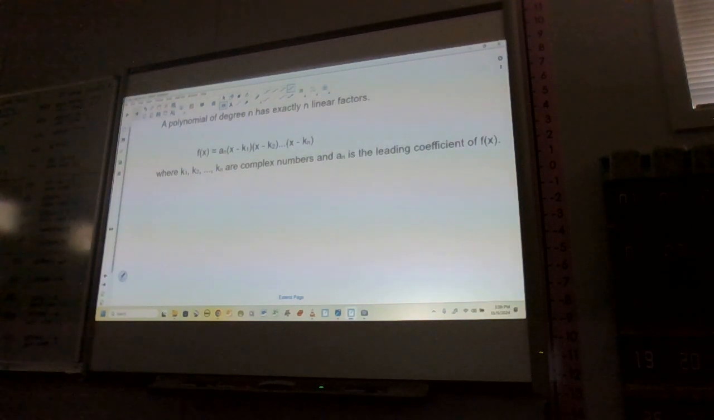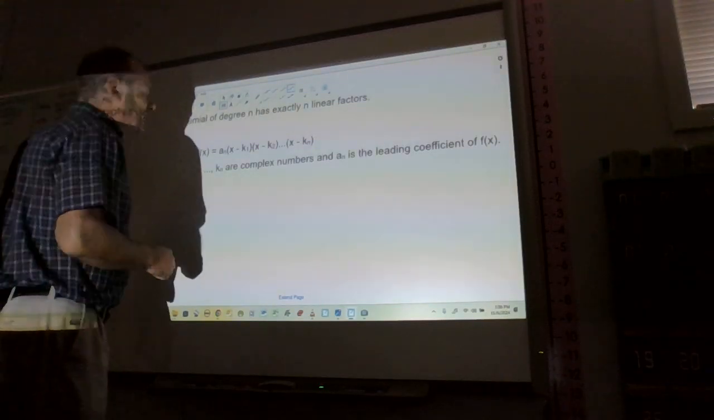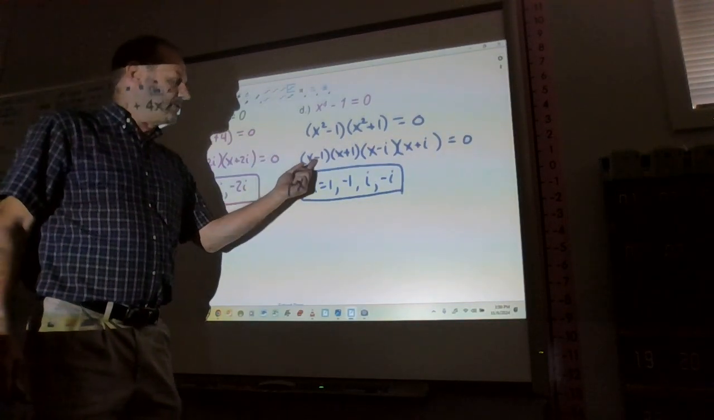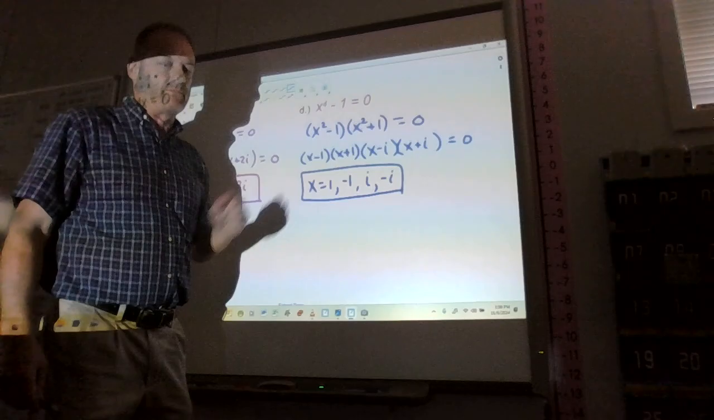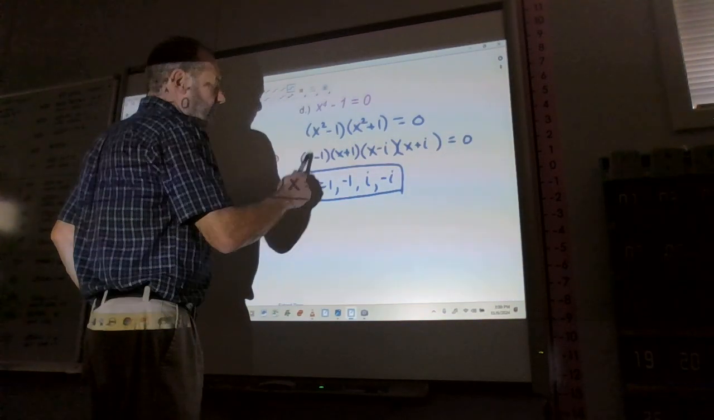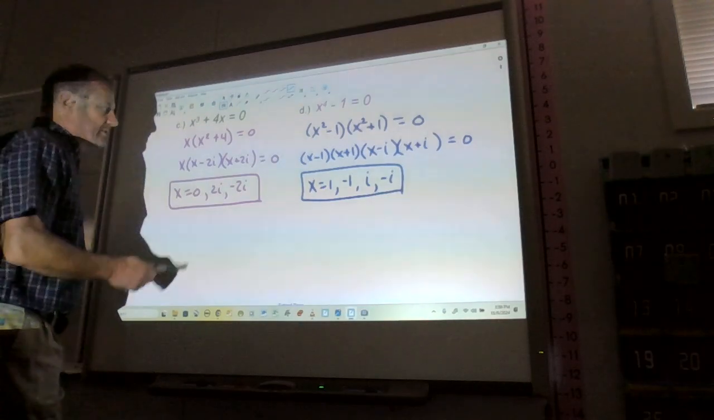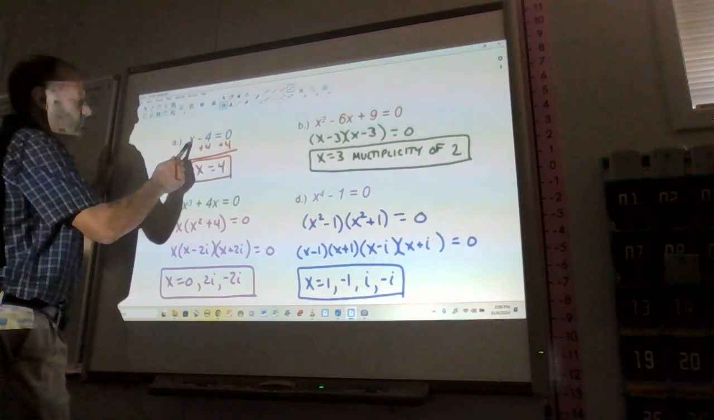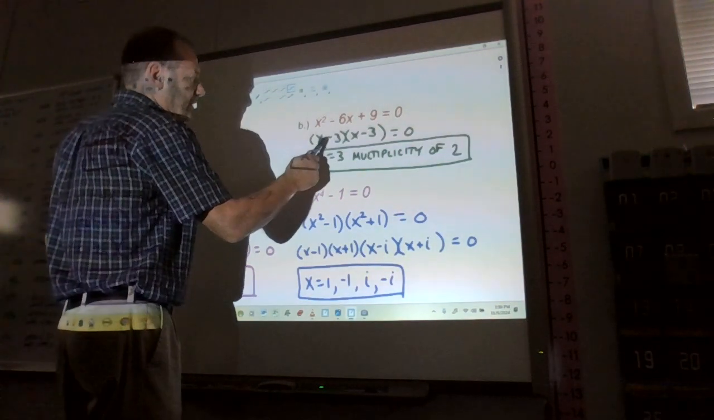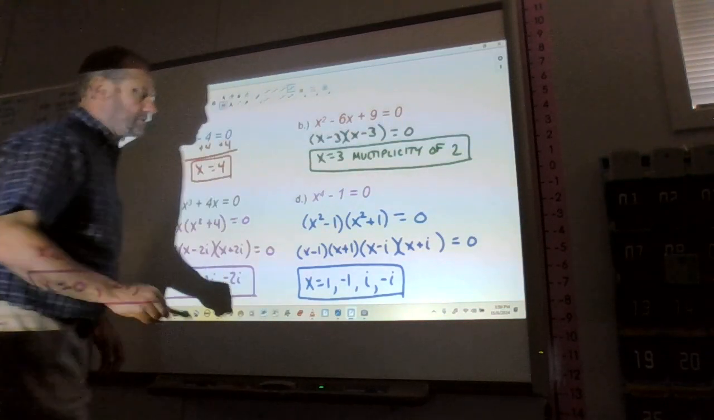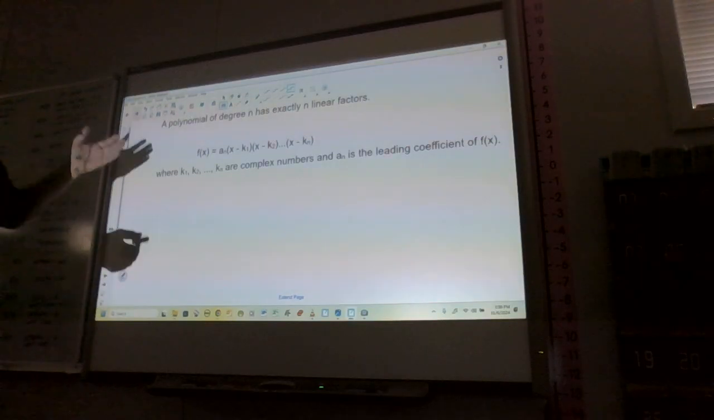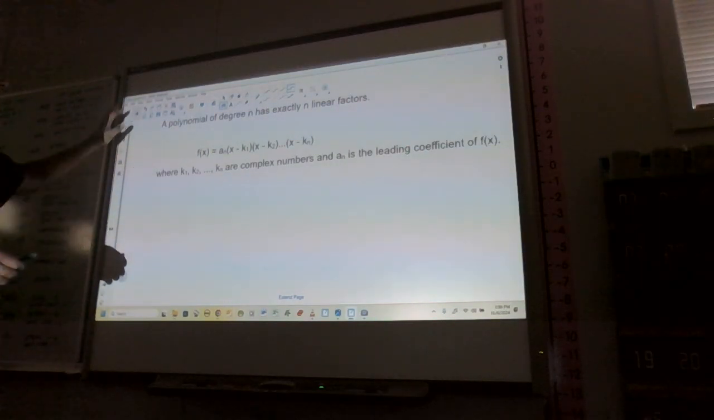A polynomial of degree n has exactly n linear factors. So what that says is it's kind of like this one. Okay, it's degree 4. These are linear factors when you get x plus or minus something. Okay, so in degree 4, it's got 4 linear factors. This was degree 3, it's got 3 linear factors. This was degree 1, it has 1 linear factor, and this was degree 2, it has 2 linear factors. Okay, so if I have an x to the 5th, there's 5 linear factors that it will factor to.